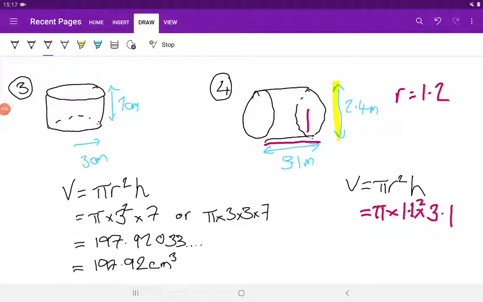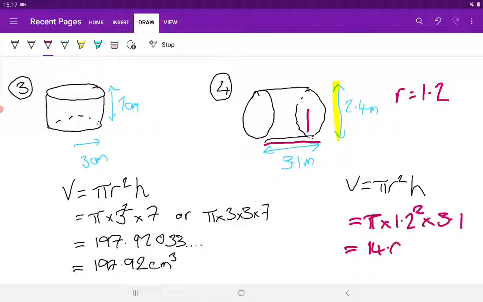Okay, so we're typing in pi times 1.2 squared times 3.1. I'm just going to write that again because it's not particularly clear there. So pi times 1.2 squared times 3.1. Type that into the calculator and we get 14.0240 and so on. So 14.02 would be good here. And this one is in metres, so this will be cubic metres instead of cubic centimetres.